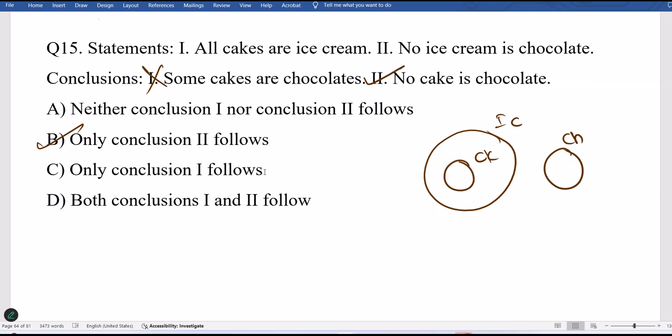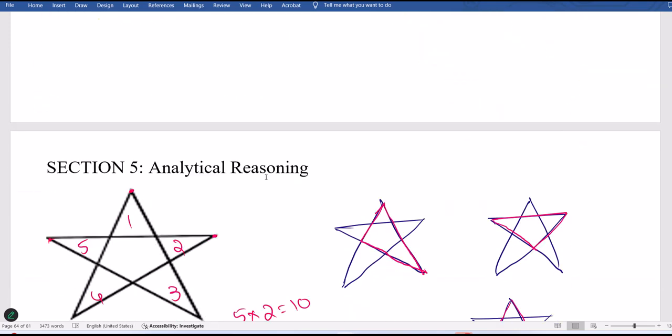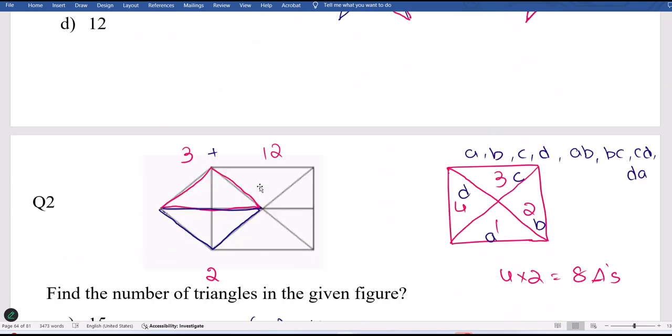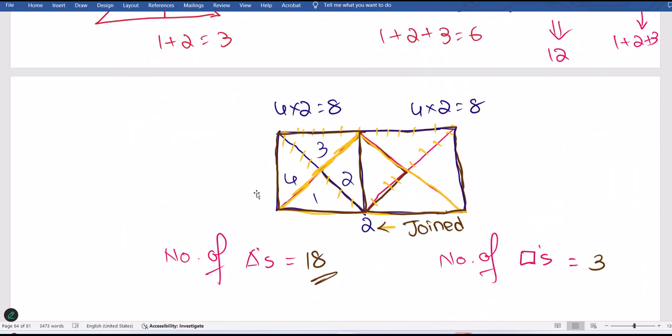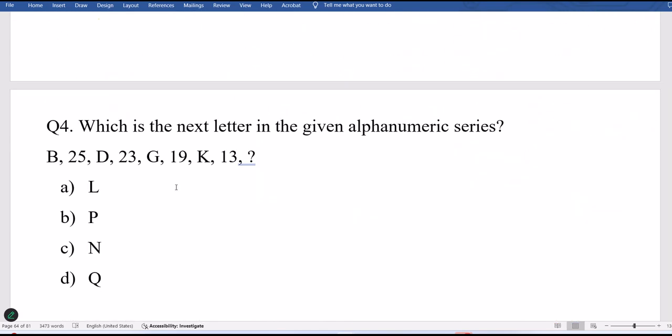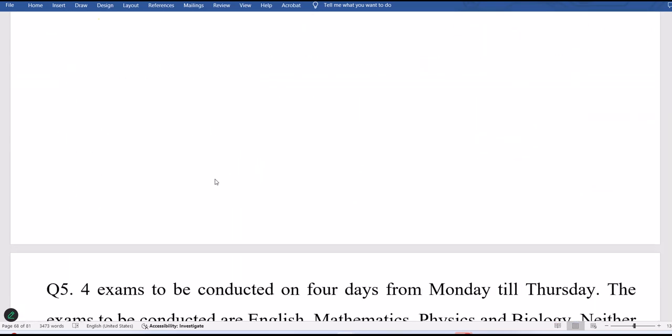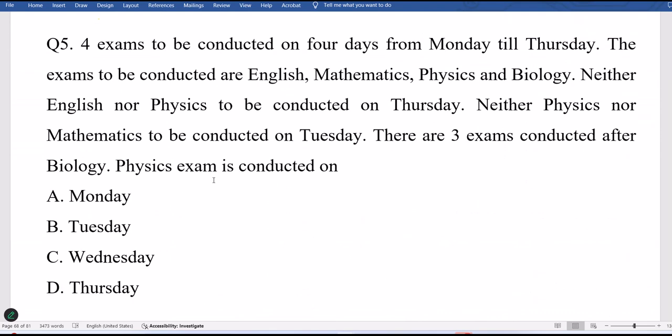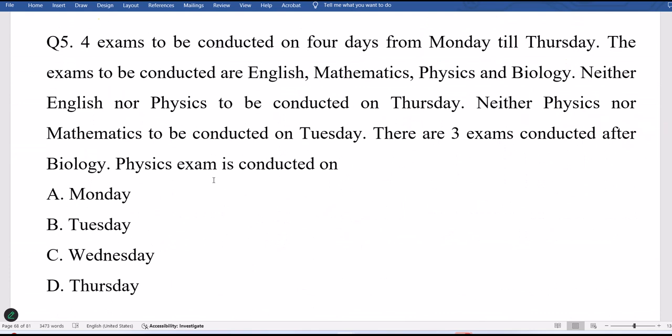I believe everybody attempted the test with sincere efforts. And now I'm just going with the questions discussion, which is yeah, this is easy for you. Let us. I think this one also, I think everybody solved it easily, right?